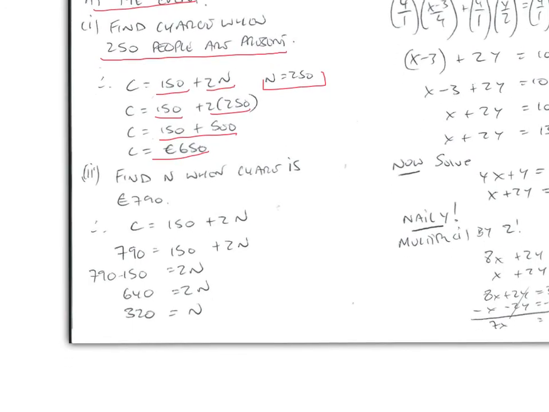We might also be asked to find the number of people who attended, n, when the charge for the hall was 790 euros. So for this case, we write our formula, C equals 150 plus 2n. We let C equal 790. 790 is equal to 150 plus 2n. So our 150 crosses over the bridge and becomes minus 150. Therefore, 790 minus 150 is 640, which is equal to 2n. n must be equal to 320.